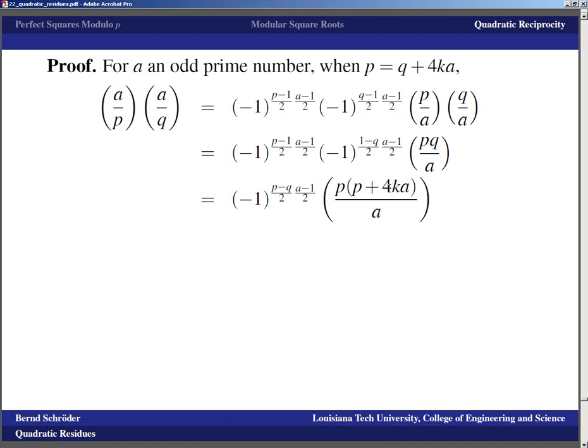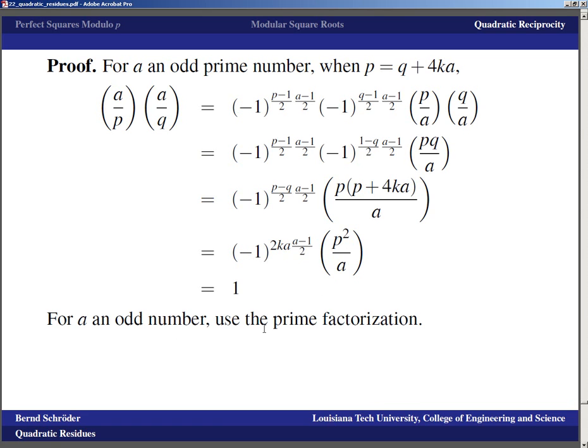Whether that's plus or minus doesn't really matter too much, and I could have just renamed the k, so let's keep that as is, and we move on. Well, (p minus q) over 2 would be 4ka over 2, which is 2ka, and we realize now, because a is odd, that (a minus 1) over 2 is an integer already, so this is an even exponent, and this power will go away, and we get the Legendre symbol of p squared over a, because again it's p squared plus a multiple of a, so this is equivalent modulo a to p squared. So we end up with 1 times 1, which is 1.